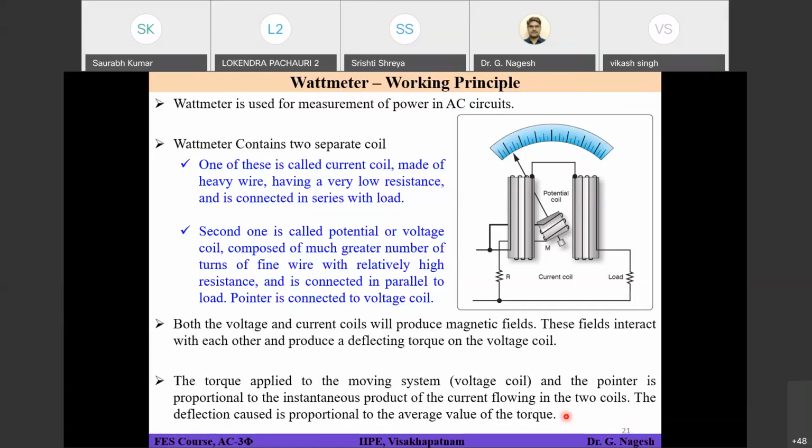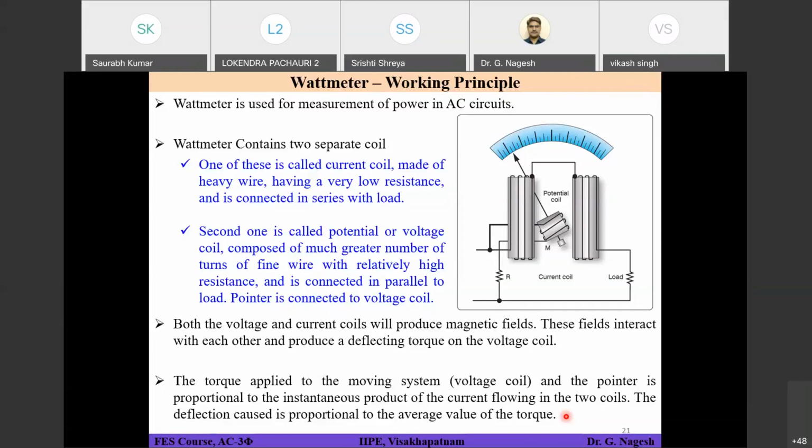Thick wire means when you are designing a current coil, it is going to be connected in series with the load. Let's say when I install something, I will know my load current, say the load current is 100 amperes. I will make the current coil so that it can carry 120 or 130 amperes. That's the meaning of thick or heavy wire.